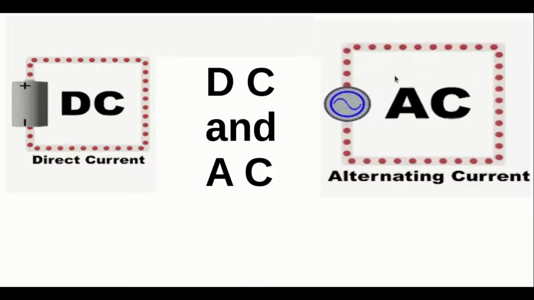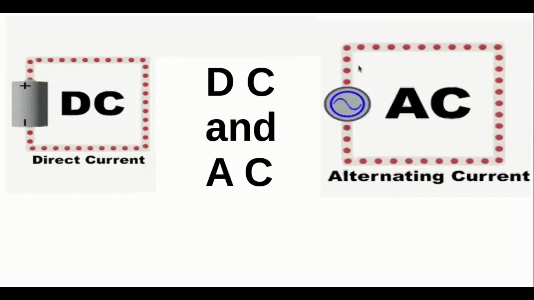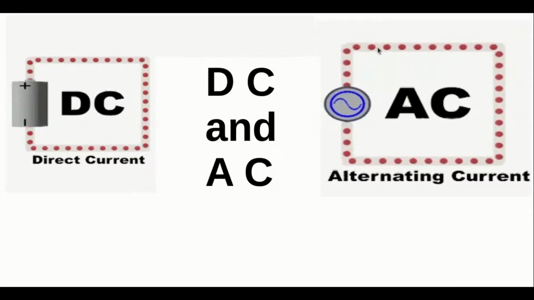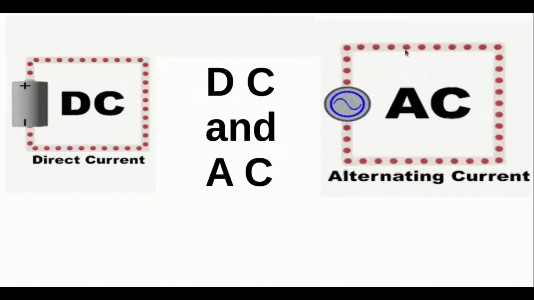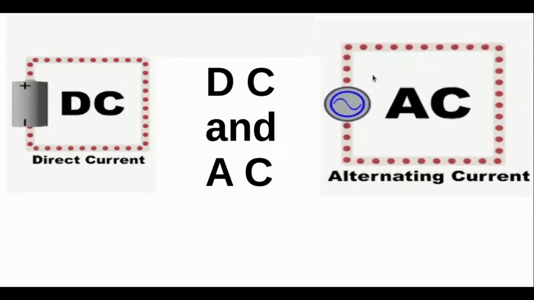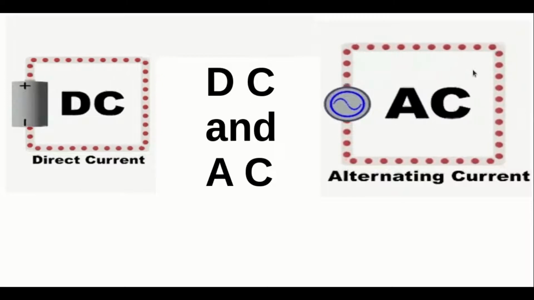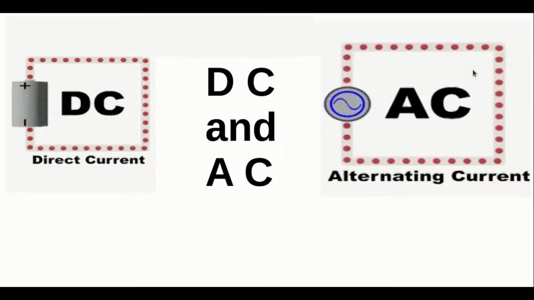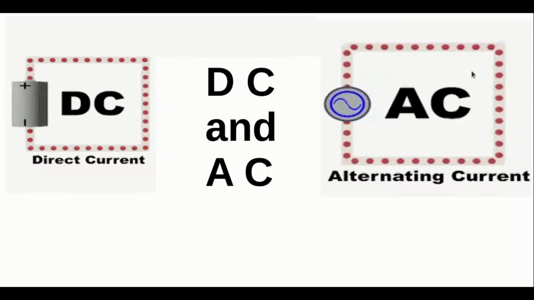And here, look, this is AC. This is the symbol of AC. But here, this red dot, that is, the electrons are moving in a to and fro motion like this. This is called alternating current. Here the electrons are moving in both directions. That is called alternating current. That is the main difference that you have to note.